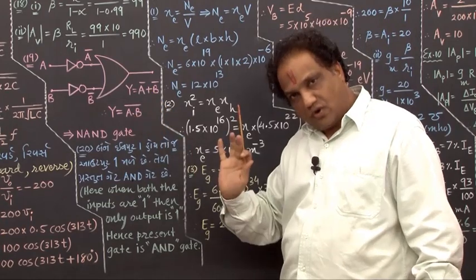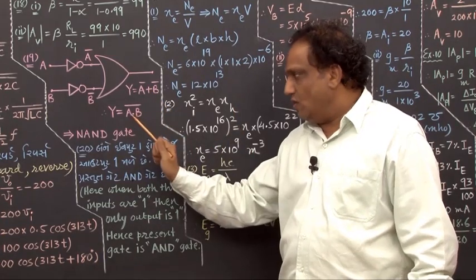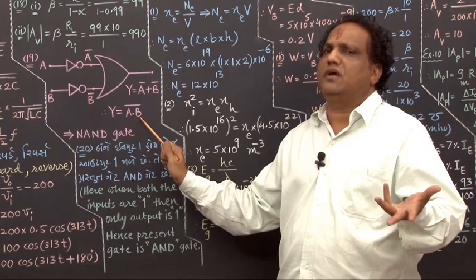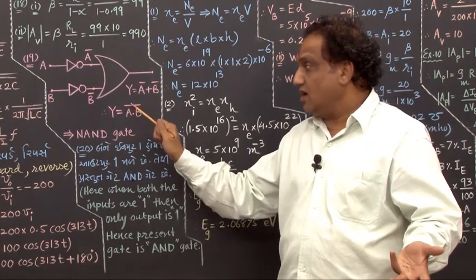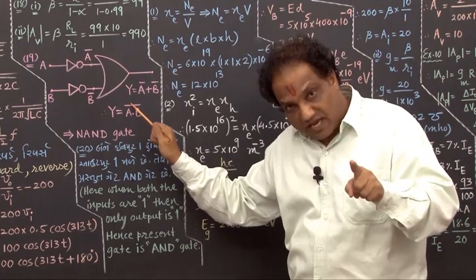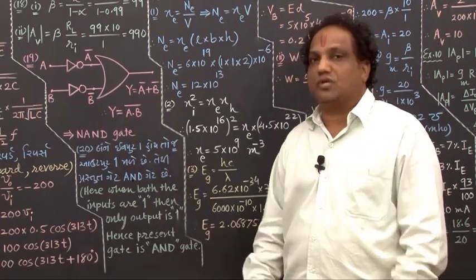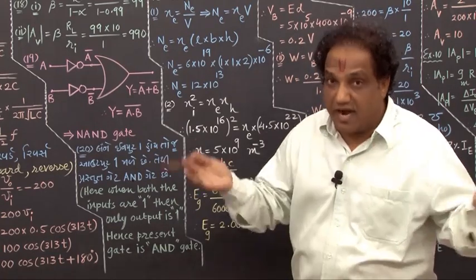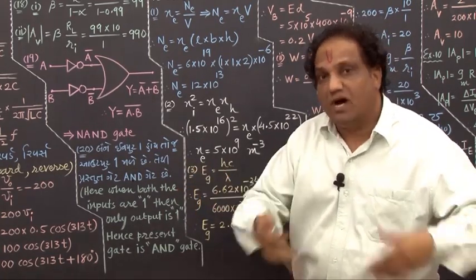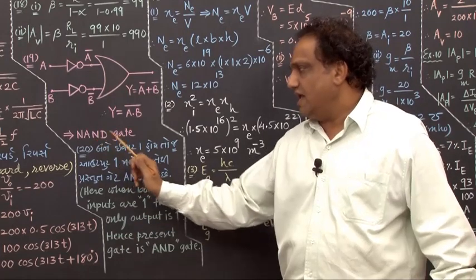Okay. Now tell me, had it been only A and B, we could have called it AND gate, but because it is accompanied by bar sign, that is NOT operation, you can say AND plus NOT. AND plus NOT is nothing but NAND gate. So I am writing answer NAND gate.